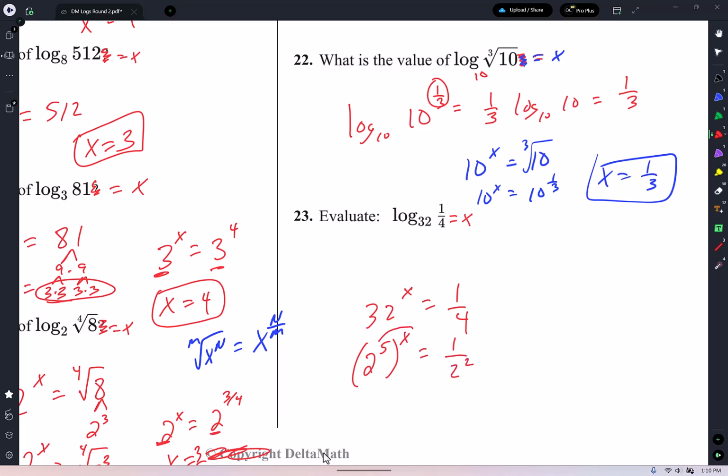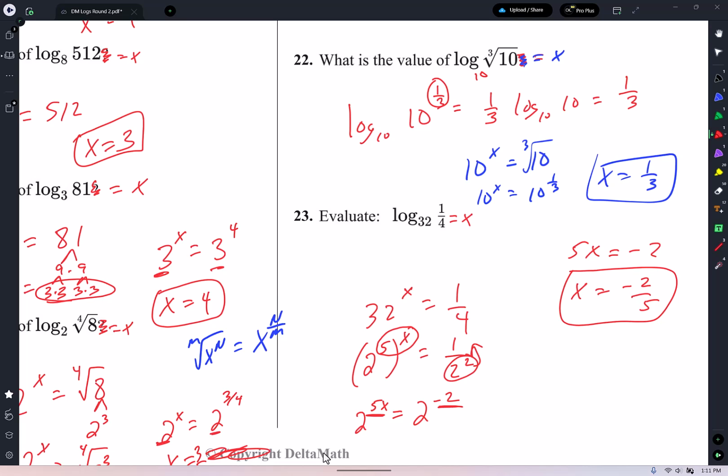Now remember, an exponent raised to an exponent, you just multiply them. That's 2 to the 5x. And then set them equal to each other. 2 to the -2. So now the only way these are going to be the same, guys, is that 5x equals -2. X equals -2/5. And there it is.